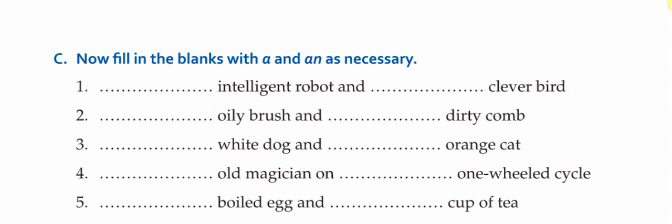Next question will be fill in the blanks with A or N as necessary. Now this depends on the consonant sound and vowel sound. We have studied that. An intelligent robot and a clever bird. An oily brush and a dirty comb. A white dog and an orange cat. An old magician on a one-wheeled cycle. A boiled egg and a cup of tea.